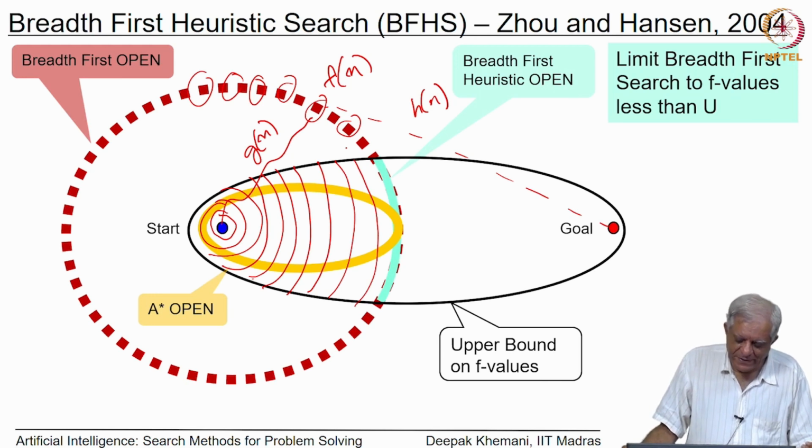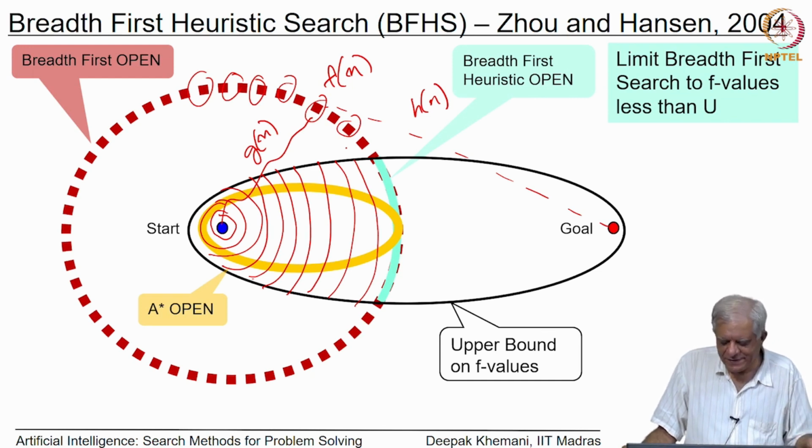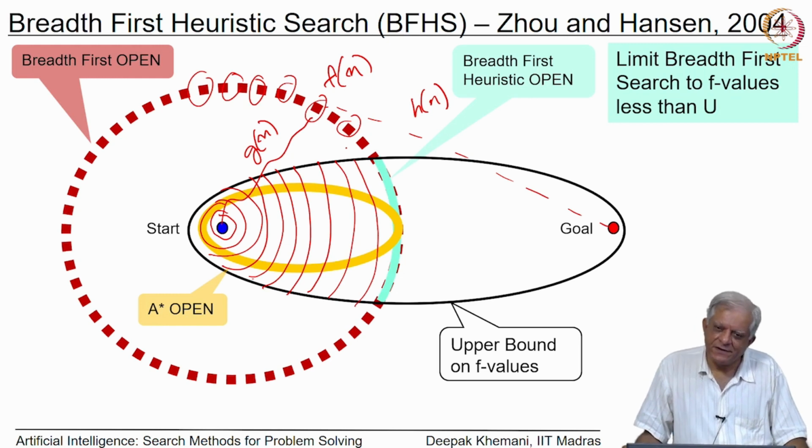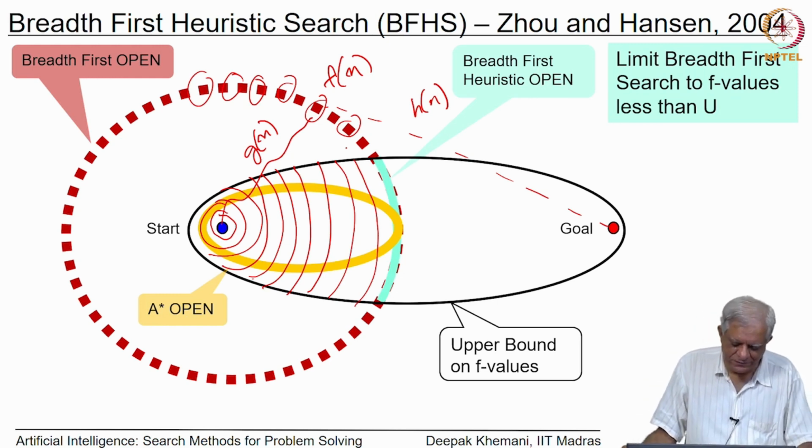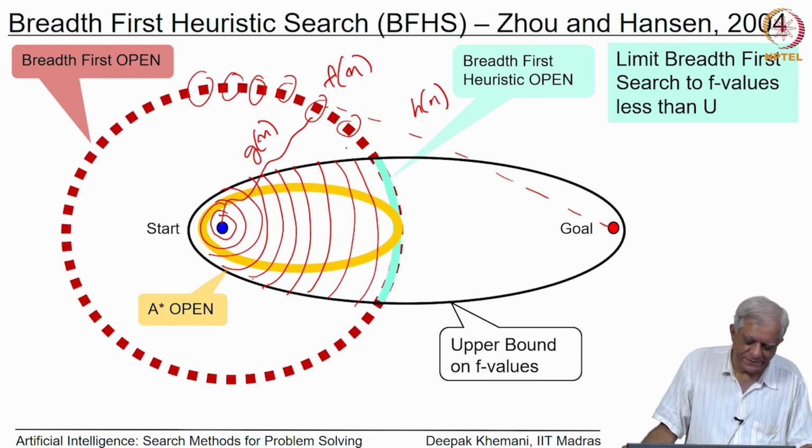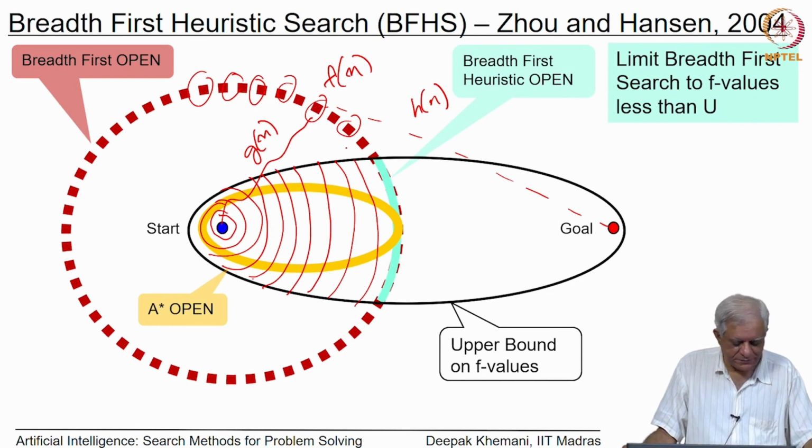They found that empirically the open list of breadth first search is much smaller than the open list of A star, which is kind of suggested by this diagram, but these diagrams are only schematic. So, they should not be taken as proof of any kind, but just as suggestions that it may be the case, especially if the heuristic function is very good essentially.